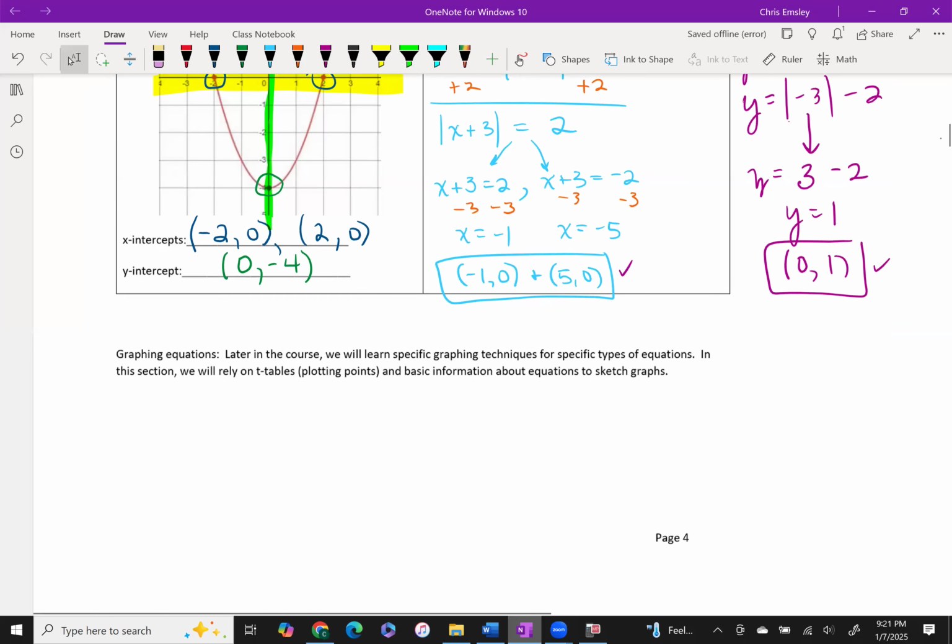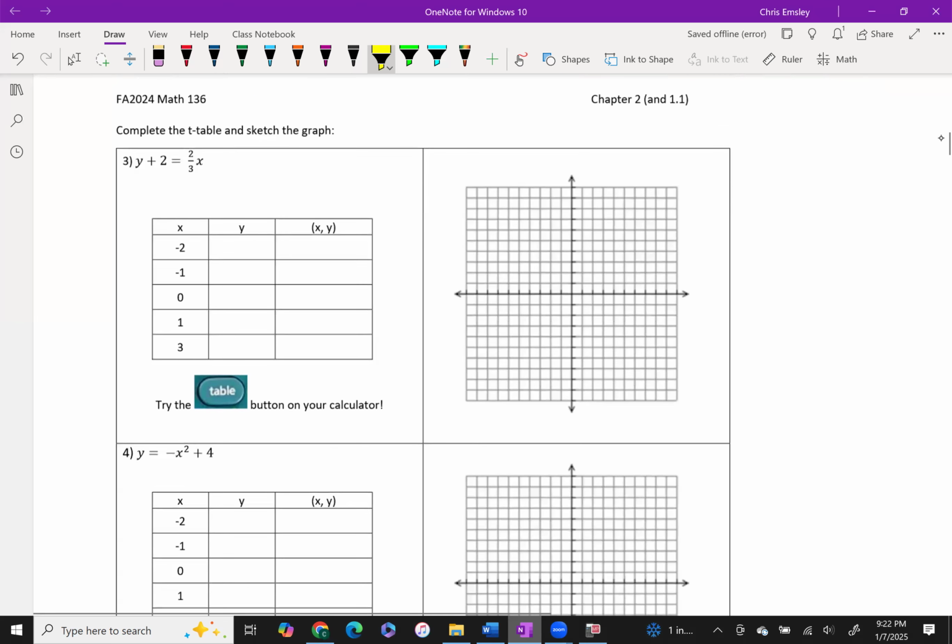Next thing we're going to do in this section is graph some equations. A little later in the course, we will learn some specific ways to graph different families of equations. Right now, we're just going to look at graphing in general. So we're just going to rely on t-tables and plotting points and some basic information to sketch these graphs. So here's our first example. Complete the t-table and sketch the graph.